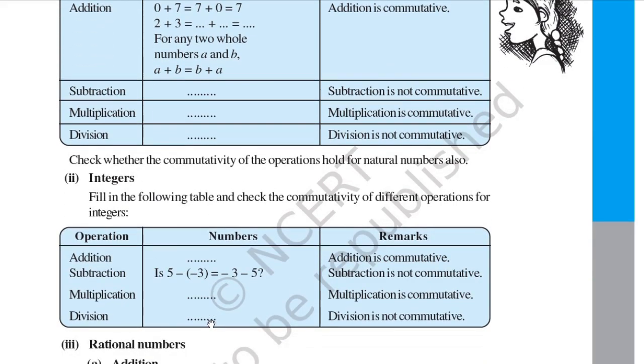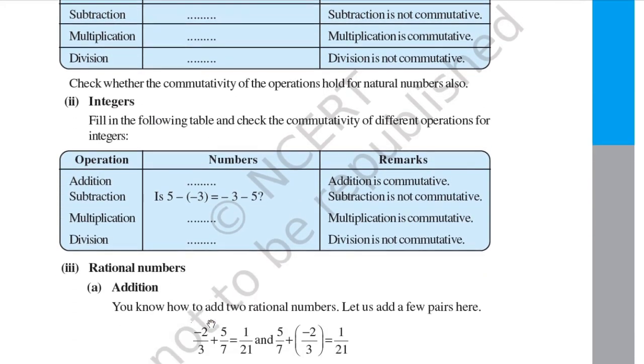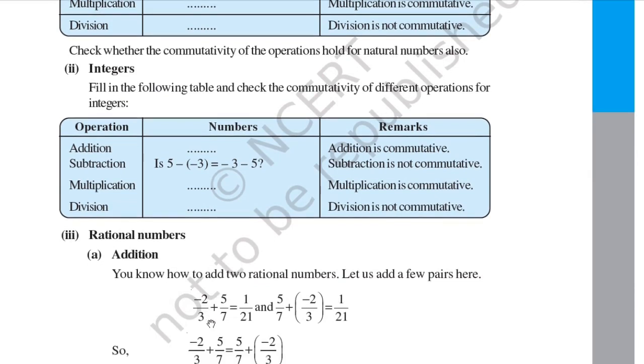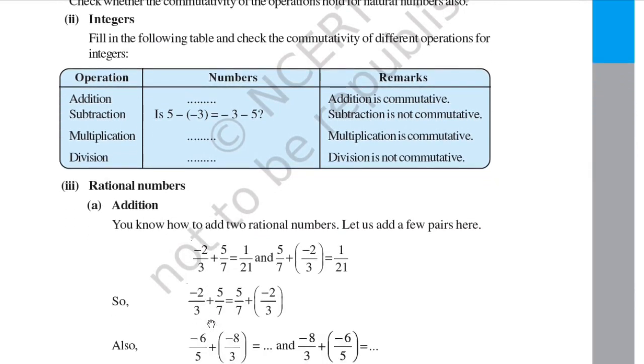You can check that. So for integers, fill in the following table and check the commutativity of different operations for integers. You can see here subtraction is given. Now 5 minus 3 will give 2, and 3 minus 5 will give minus 2. So subtraction is not commutative because here it is coming positive and here it is coming negative. So it is not commutative. We can do it for multiplication and division also.